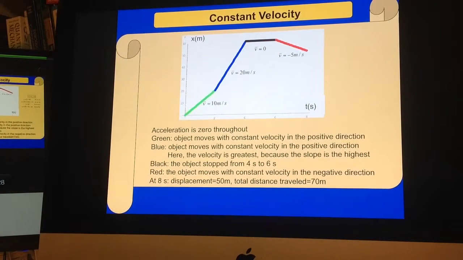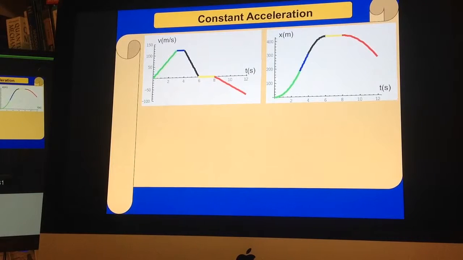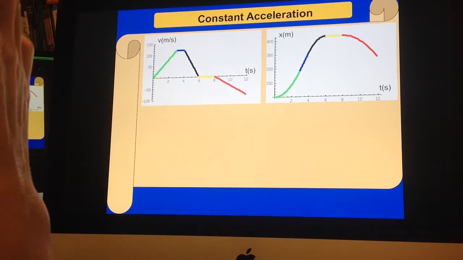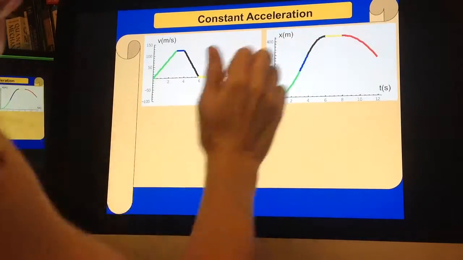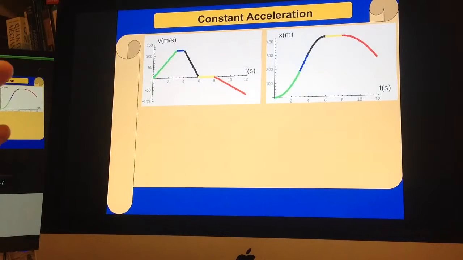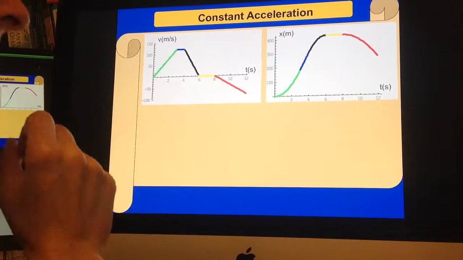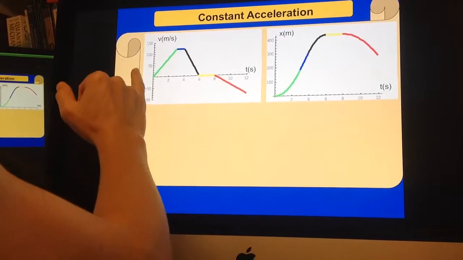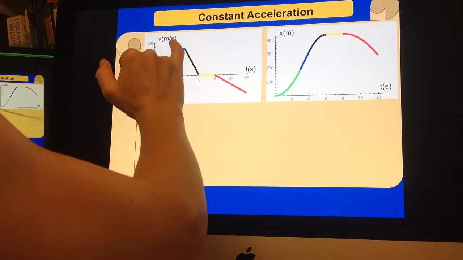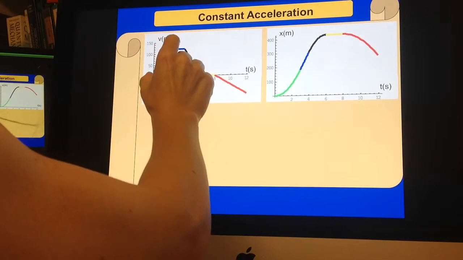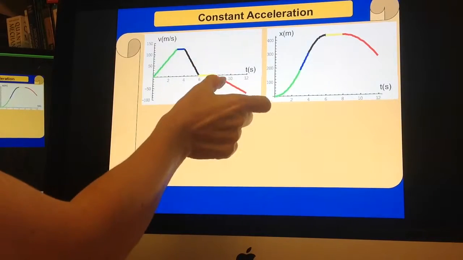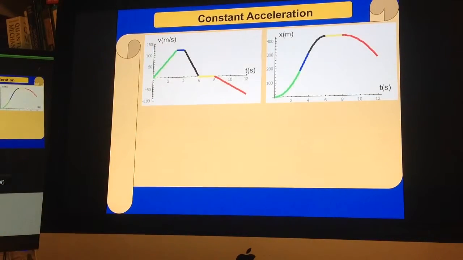Now what we are going to do is to study plots for the case in which the acceleration is constant. Okay, if the acceleration is constant, the velocity does change. So let's start with this plot for the velocity, and let's study each piece, each color. Okay, so the green, it's all straight lines because the velocity changes at a constant rate. So each piece here has a constant acceleration. Okay, so the velocity is changing at a constant rate.